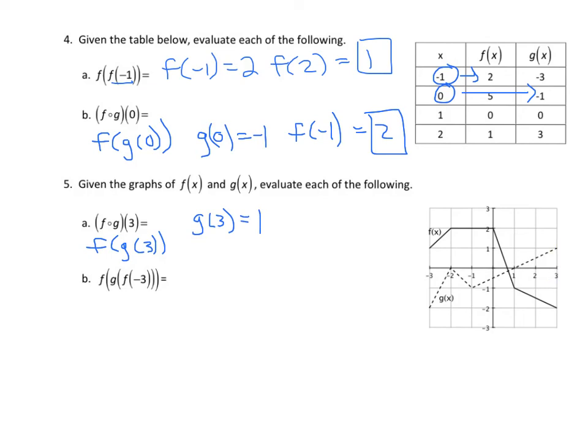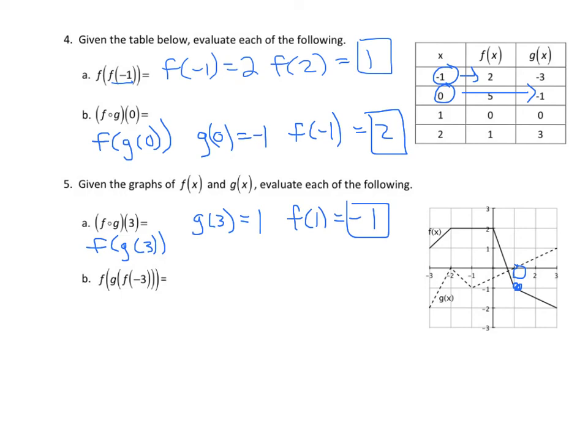Next, our new x value will become 1, and we find f of 1. So we go to 1 on the x-axis, which is right here, and we find the corresponding y value for the f function, which is the solid line. That would be this point right here, and the y value is negative 1.